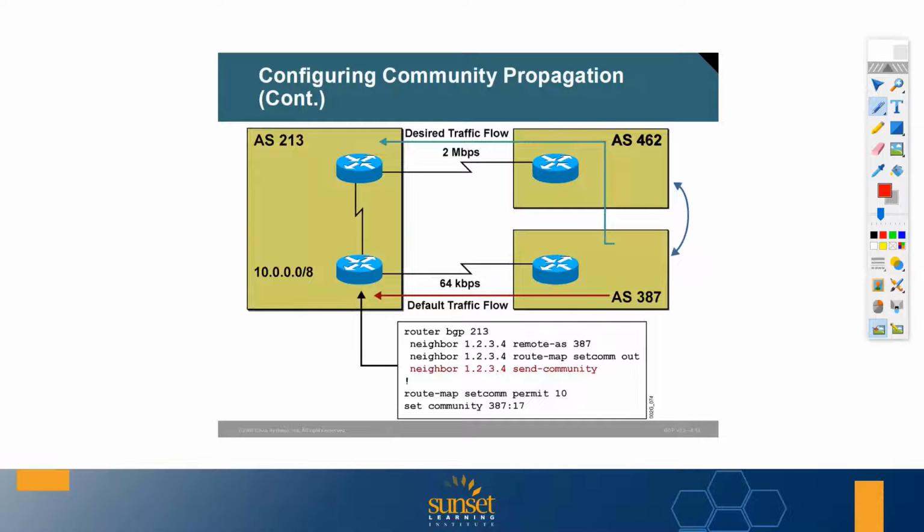So they've just gone through and said, not only do we have to use the route map to set the community, but I have to make sure that I'm sending that community outbound to that neighbor as well.